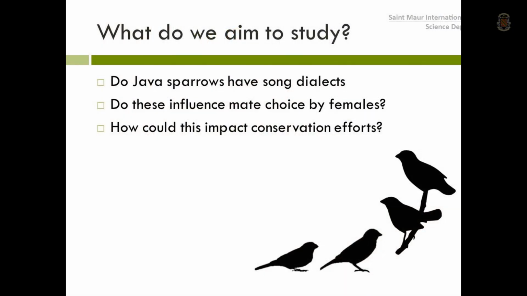So coming on to what we're actually studying, this is a very new project, so if any of you have any ideas, questions, comments, I'm going to open the floor up in a second. But what we really want to see is, do Java sparrows show these dialects that I've spoken about? And do they influence mate choice? Do females prefer one over the other? If they don't, that's probably great, but if they do, that could have a real impact on conservation, and we'd really like to think of a way that we can mitigate that if possible.